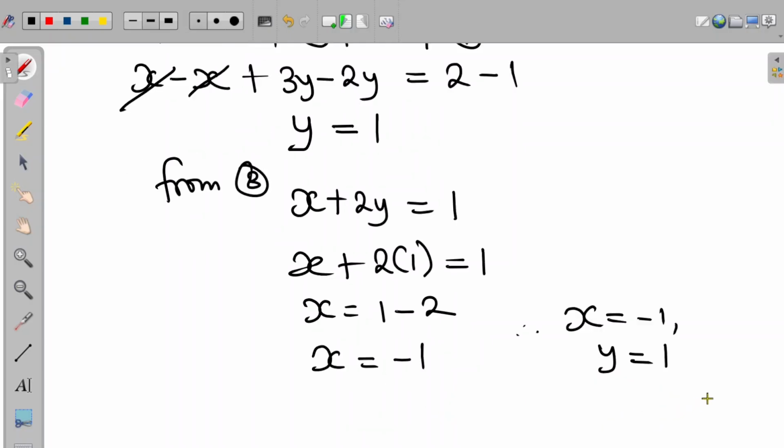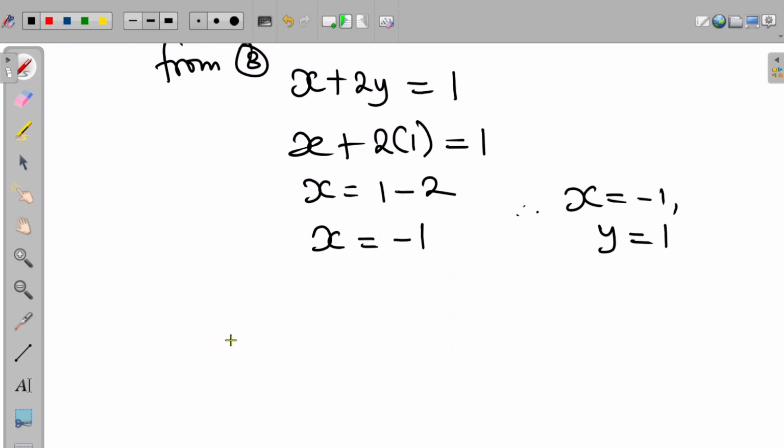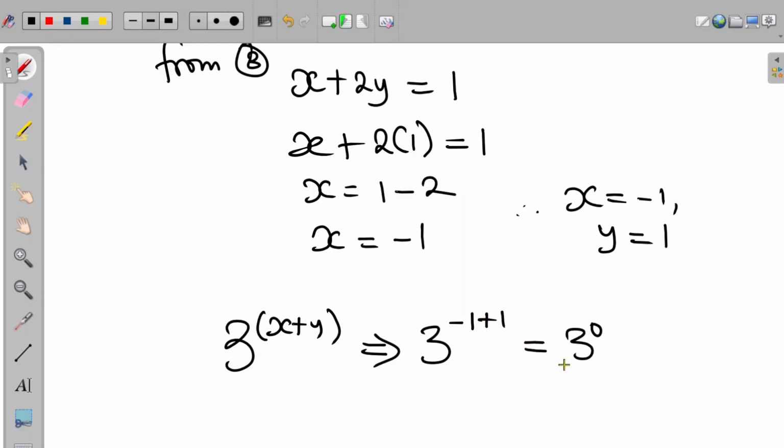But recall that we are asked to find 3 raised to the power of x plus y. So at this point, we have the value of x and we have the value of y. So this becomes 3 raised to the power of negative 1 plus 1. And this is equal to 3 raised to the power of 0. And 3 raised to the power of 0 is equal to 1. Now, we have been able to obtain the solution for the exponential equation given to us.